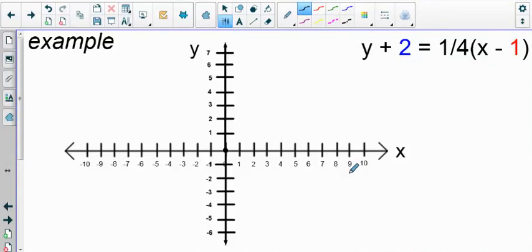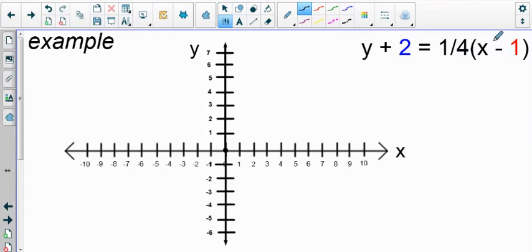Okay, welcome back. We're going to look at another example of point slope form. Go ahead and pause this and see if you can work it on your own, and then I'll show you what I have. Okay, I'm assuming that you paused it.